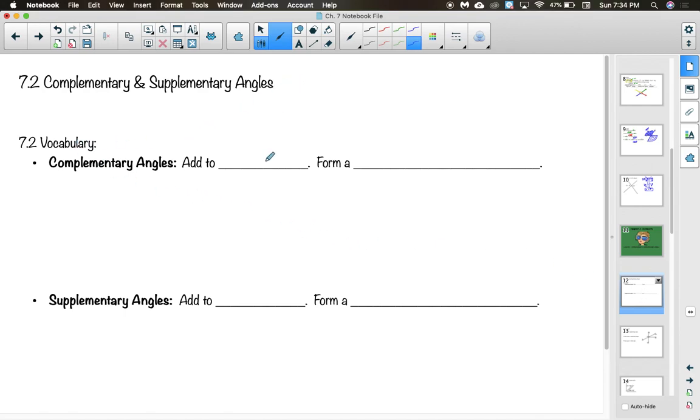Complementary angles add to 90 degrees. So there are two angles or three angles or even four angles, but all together they add to 90 degrees. They form a right angle. Typically, by the way, we'll be talking about two angles here when we talk about complementary angles. Okay, so they add up to 90 degrees, they form a right angle.